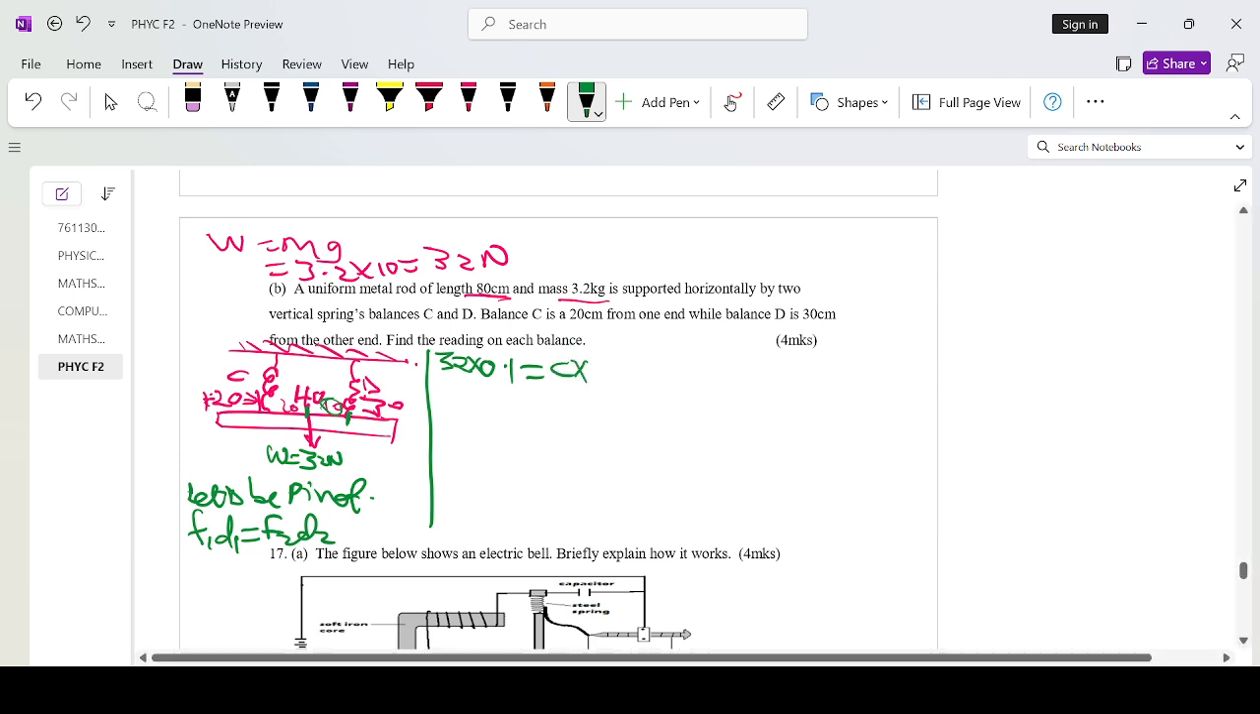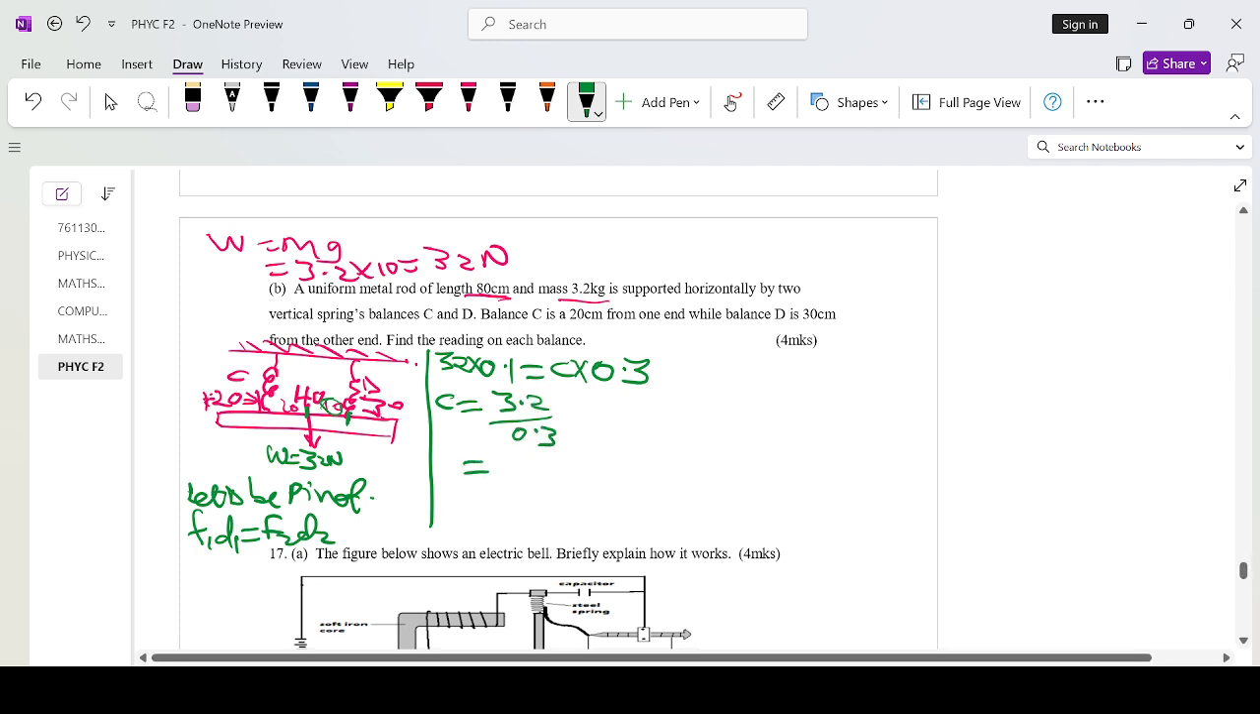Sorry, for C times the perpendicular distance. Now here, 10 plus 20 will also be 30, right? Because 30 plus 10 is 40, plus 20 is 60, plus another 20. So this is 30, which is 0.3. So meaning C can be 3.2 divided by 0.3.